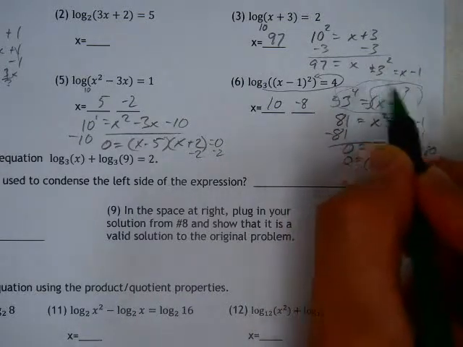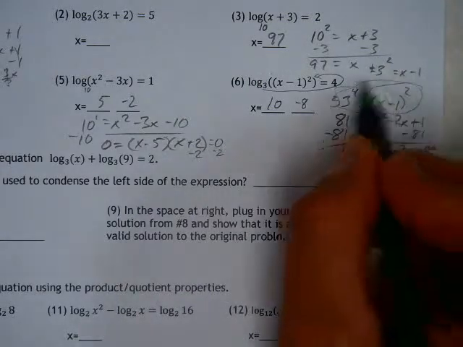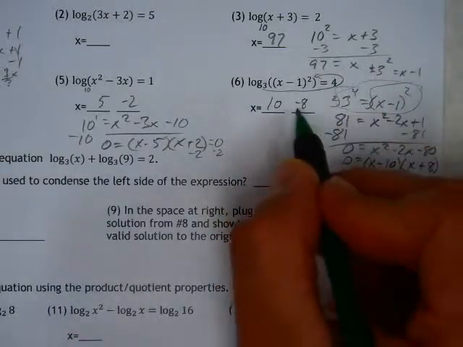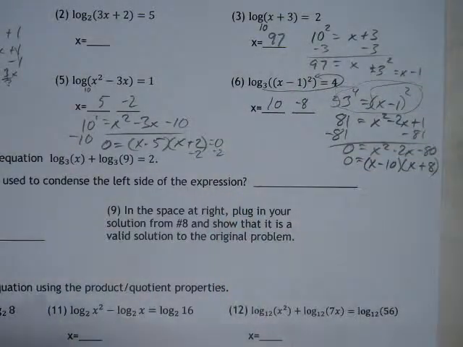You add 1 to a positive and a negative 9. Add 1 to a positive 9, you get 10. Add 1 to a negative 9, you get negative 8. So there were a couple ways of looking at that problem.